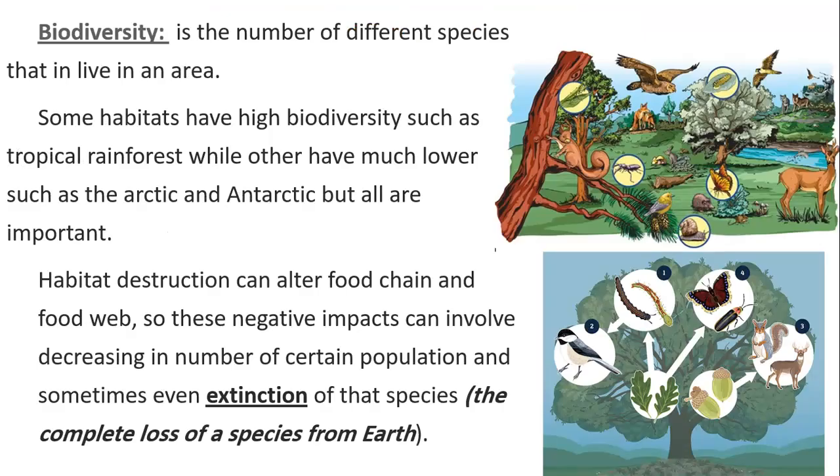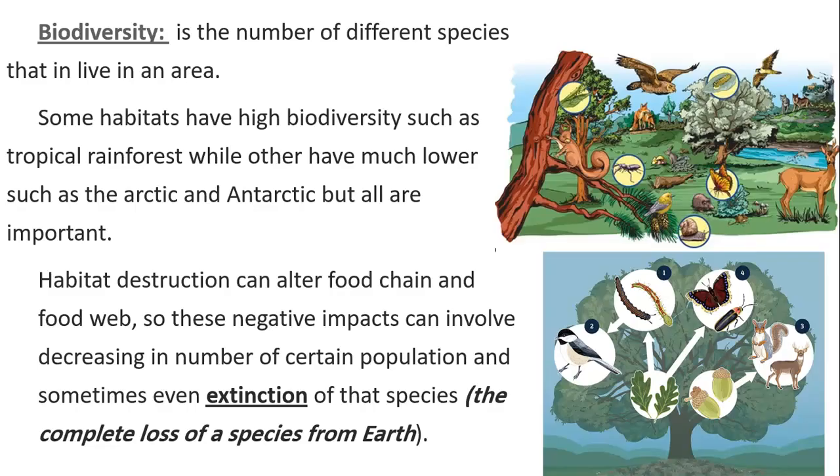Biodiversity, as we agreed before, is the number of species in a specific area. So this means that when we have high biodiversity, we have a big community of different populations together. But when we have low biodiversity, this means that we have fewer populations and a small community. Some habitats have high biodiversity, like the tropical forests. They have the highest biodiversity, with different types of populations living together in harmony. But what about the lower biodiversity habitats? Examples are the Arctic and Antarctic.